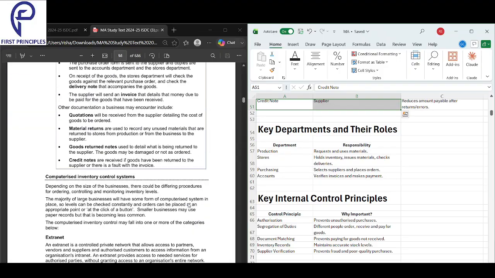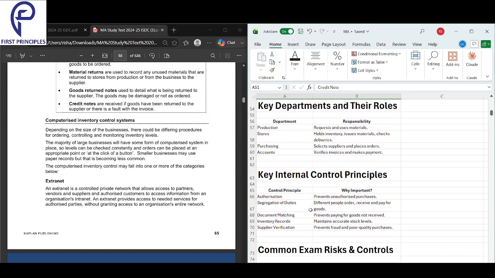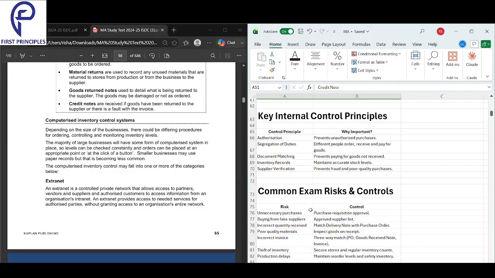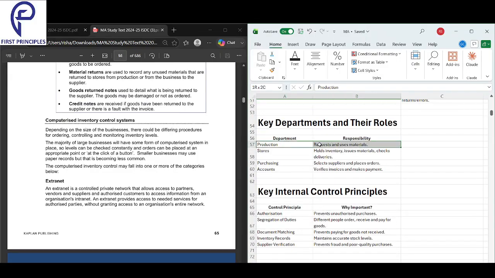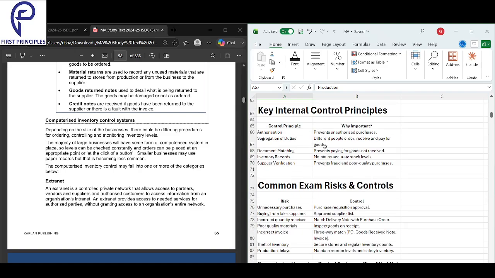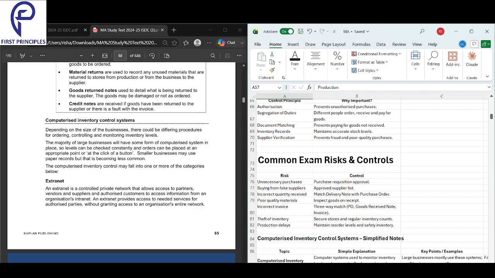Then we looked into certain important departments. What are those important departments? The production department, stores department, purchasing department, and the accounts department. These are the four departments that are very important. Production is basically the factory, stores is basically the warehouse, purchasing is the team that makes all the purchases, and accounts is the team that verifies the invoices and makes the payment.